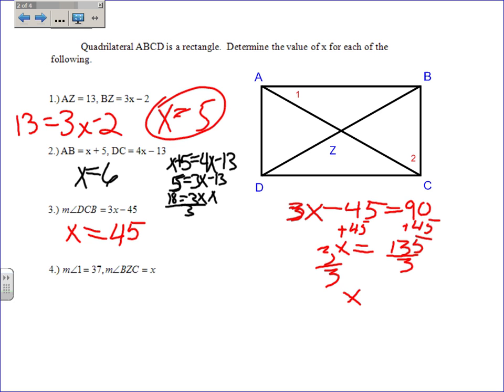So apparently x equals 45. So he set 3x minus 45 equal to 90. Do we know that for sure? Is it going to equal 90? Yeah, it has to, right? Because we know it's a rectangle, so that does have to be a right angle, right? That DCB there. And so that is correct. X equals 45. Now, there are a lot of strategies to number 4.